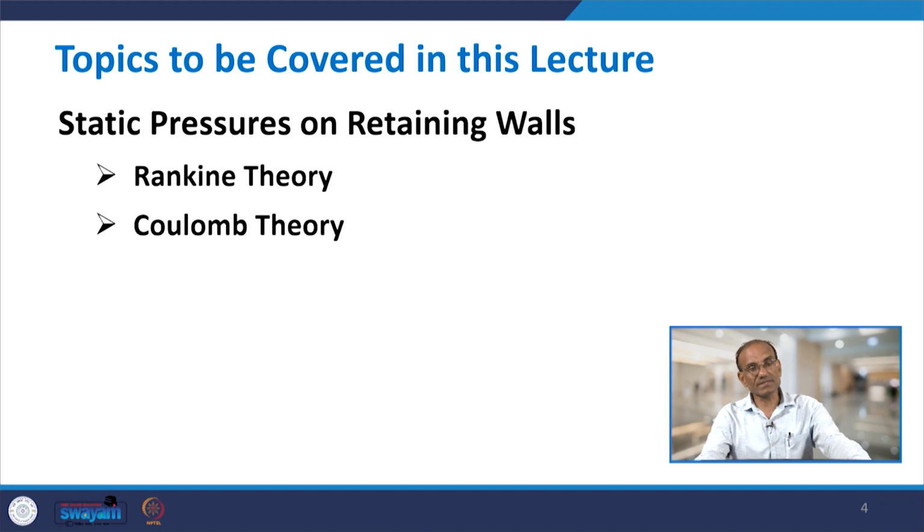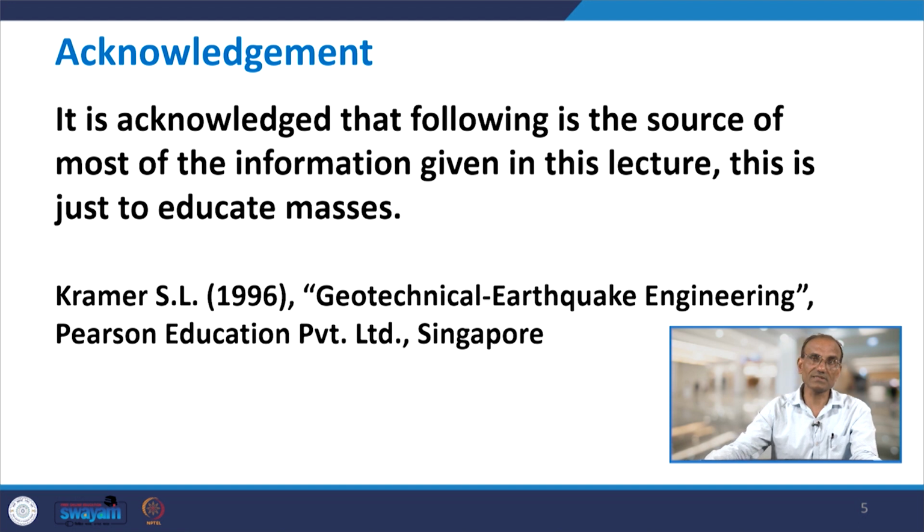When we talk about static pressures on retaining walls, two theories, Rankine theory and Coulomb theory, are mostly used. I think during your undergraduate courses you would have gone through both these theories, particularly those from a civil engineering background, and the students who have taken geotechnical engineering and soil mechanics, which is normally a compulsory course. We will discuss Rankine and Coulomb's theory one by one in detail. Before that, let me acknowledge that the major source of information in this lecture is Kramer's book.